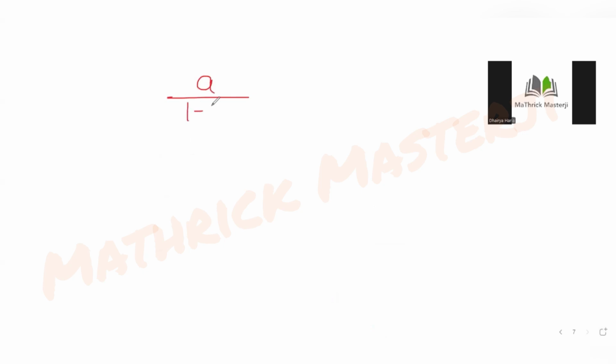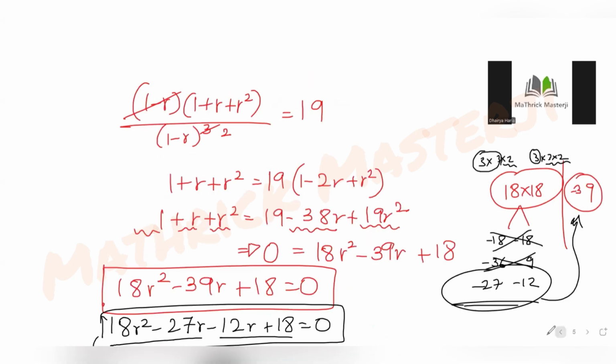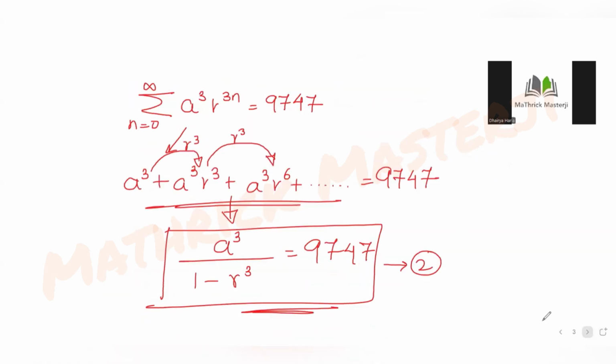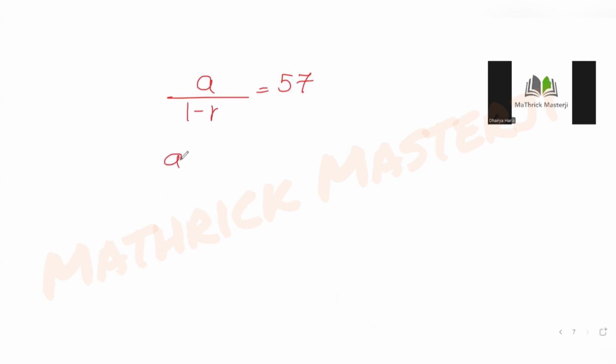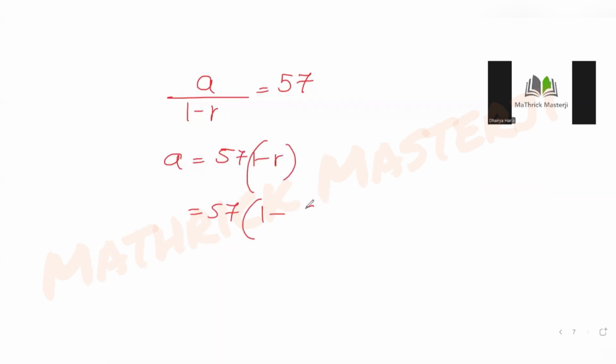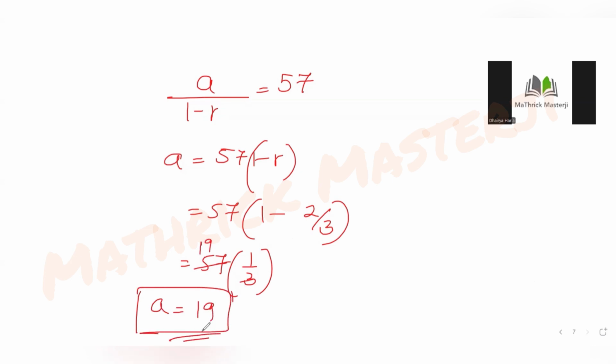If I use that idea to get the value of A now, I have my first equation as A over 1 minus R equals 57, right? So A is 57 times 1 minus R, and in this case R is 2/3. So 1 minus 2/3 is 1/3, and 57 into 1/3 is 19. So I get A as 19 and R as 2/3.